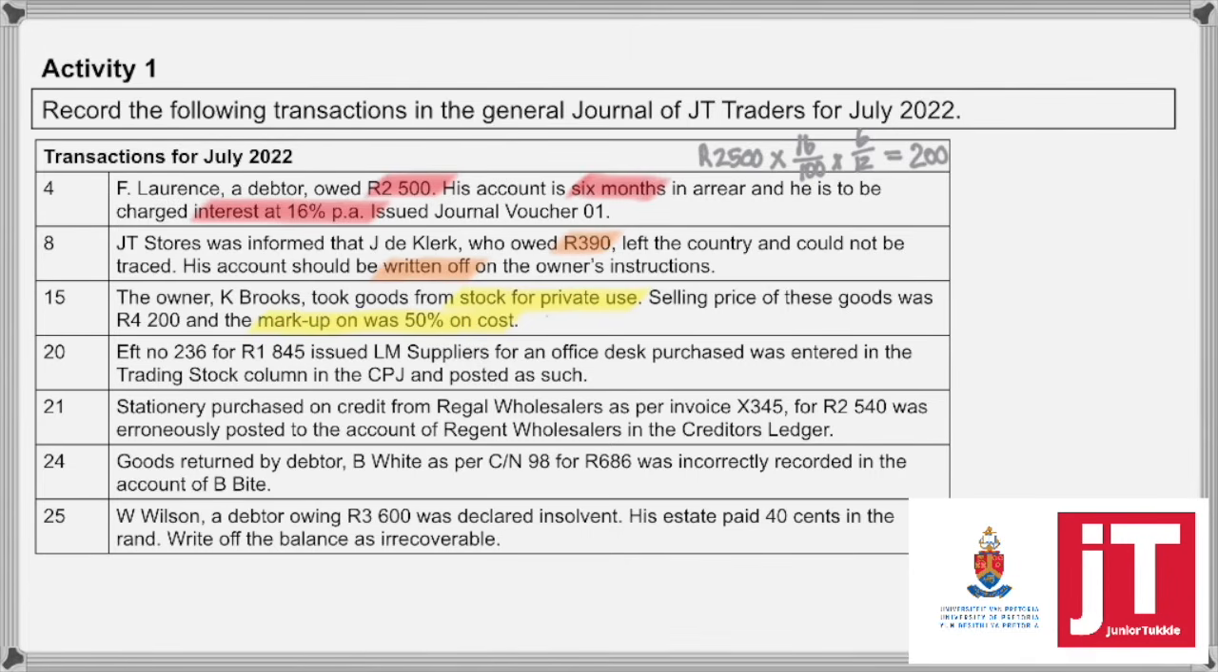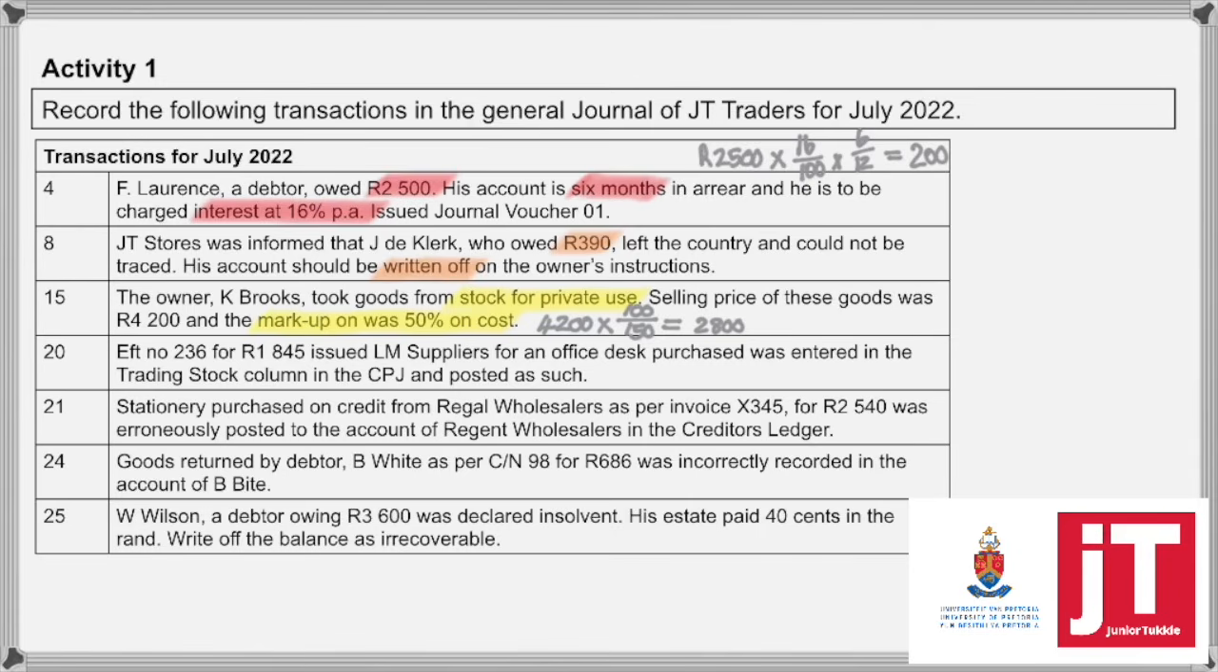Then day 15, the owner, B. Brooks, took goods for stock for private use. Now, when you take stock for private use, the selling price of these goods was 4,200 Rand. But the owner has a perk. He's the owner. He's not going to pay full price. He's going to take it at cost price. So you have to work out the cost of sales. So 4,200 times 100 over 150. He is going to take this at 2,800 Rand.